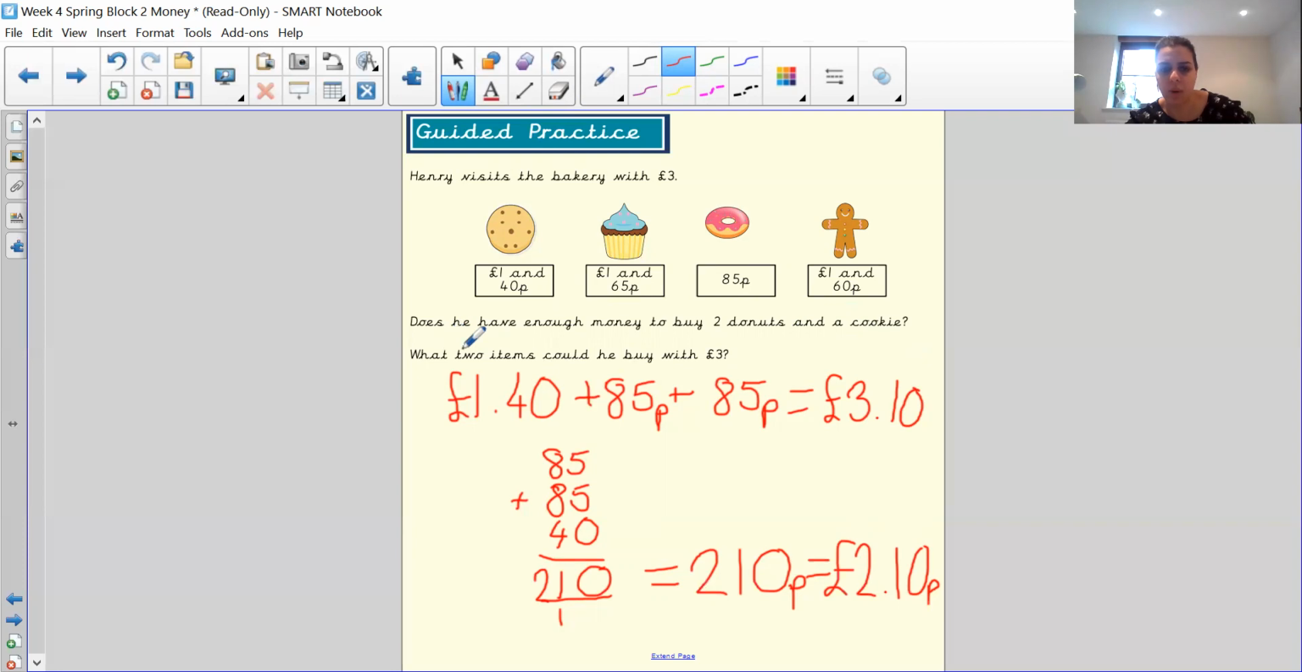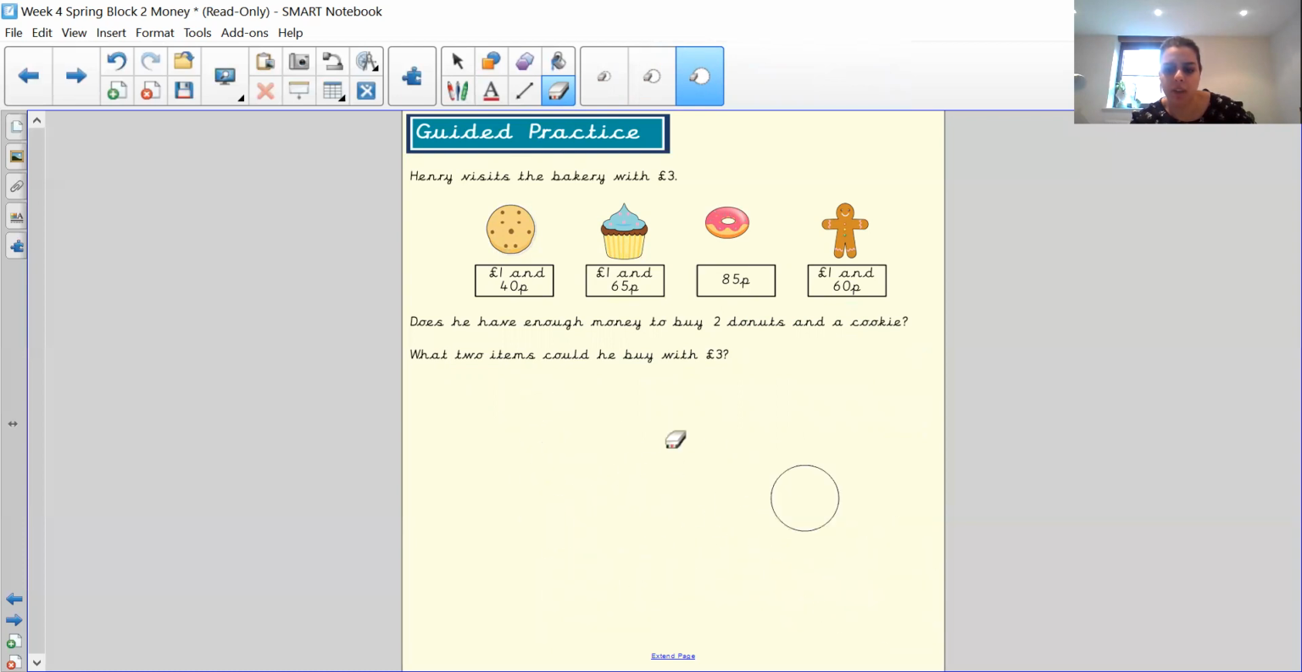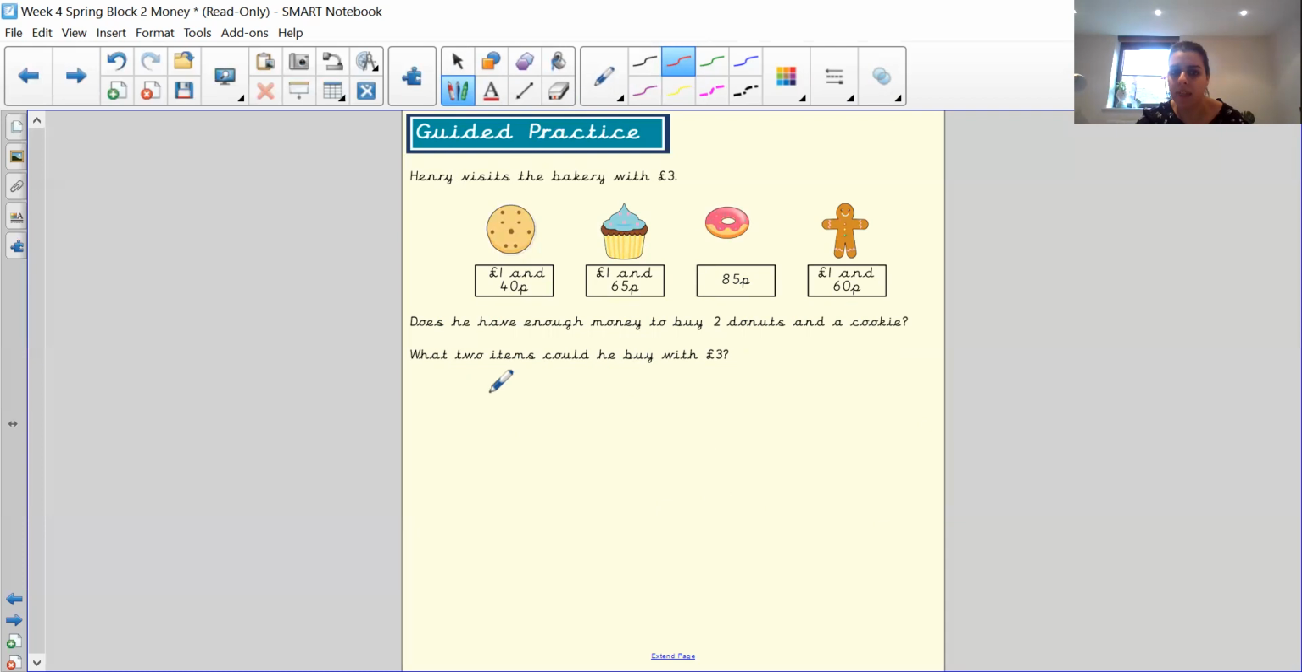The next question says, what 2 items could he buy with £3? So I'm just going to rub this out for us so we've got some space. And it says, which 2 items? So now you've got to have a think about which 2 items are exactly £3. Because he could buy 2 donuts and he'd have money left over. But what 2 items could he buy that make exactly £3? I'd like you to have a look carefully.